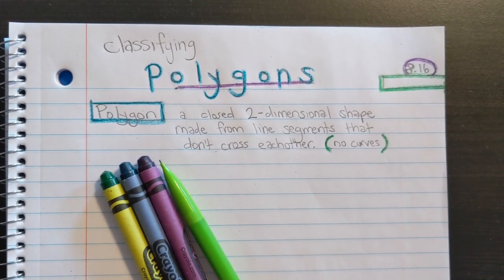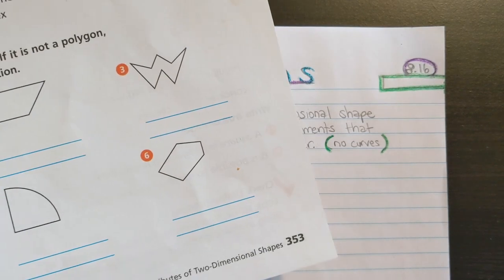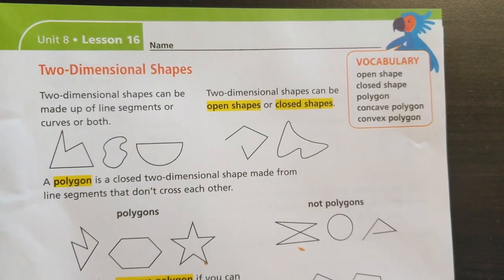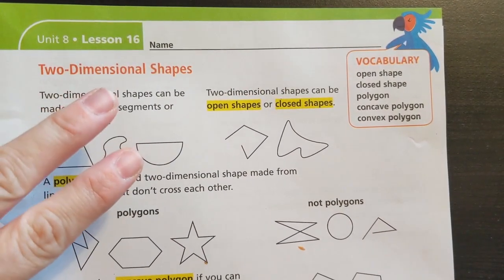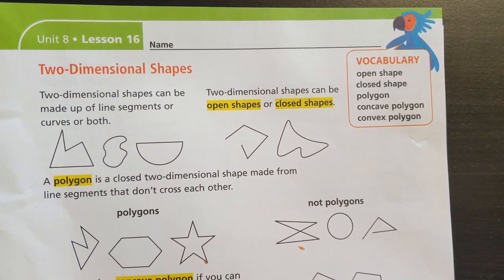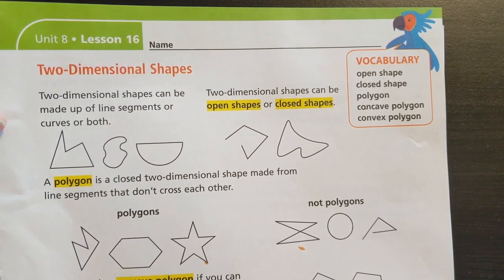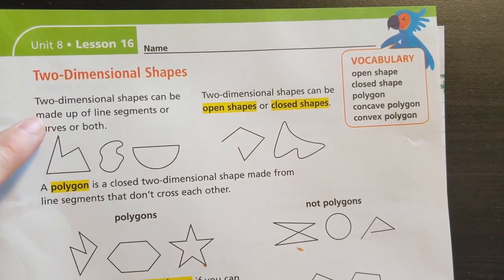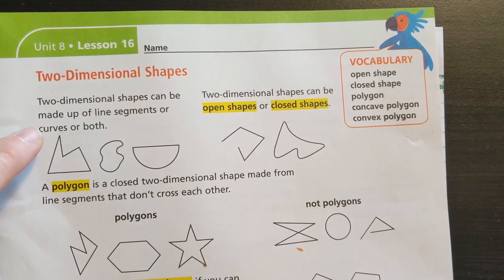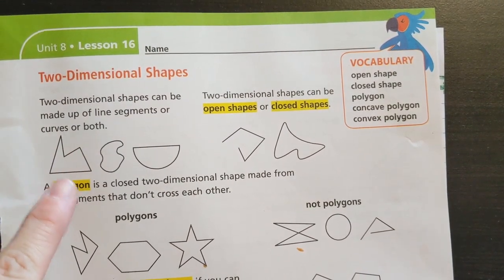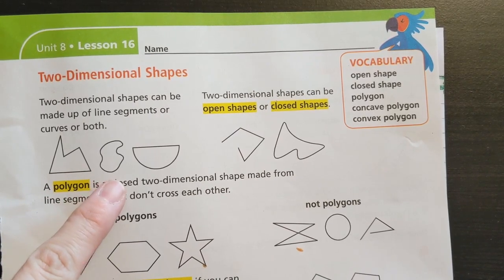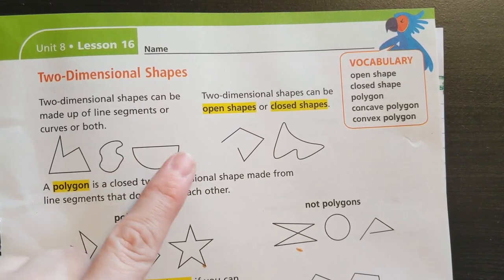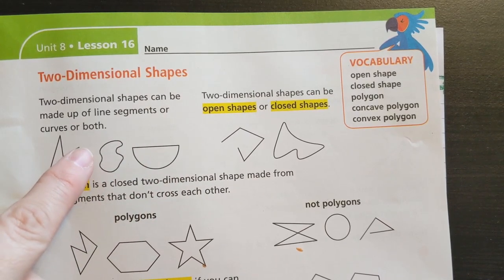A polygon is a closed two-dimensional shape made from line segments that don't cross each other. So you can see on page 353, if you have it out as well, we have lots of two-dimensional shapes. Remember, a two-dimensional shape just means a flat shape. So it's not things like a cube or a rectangular prism or a triangular prism. It has to be a flat shape. It says two-dimensional shapes can be made up of line segments or curves or both. So you can see this is line segments. This one has curves. This one has a line segment and curves. That's just called a two-dimensional shape.